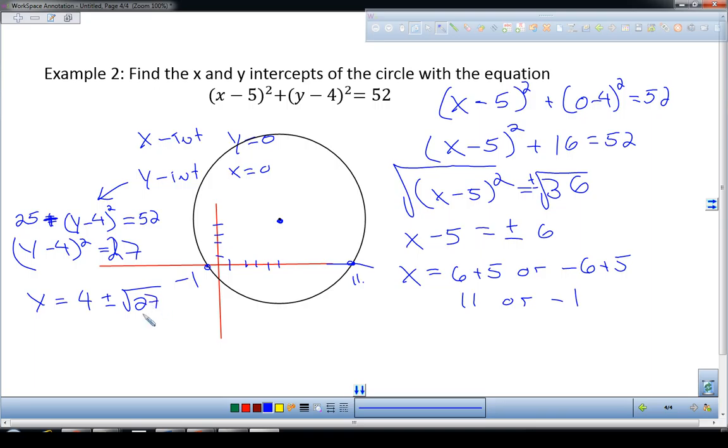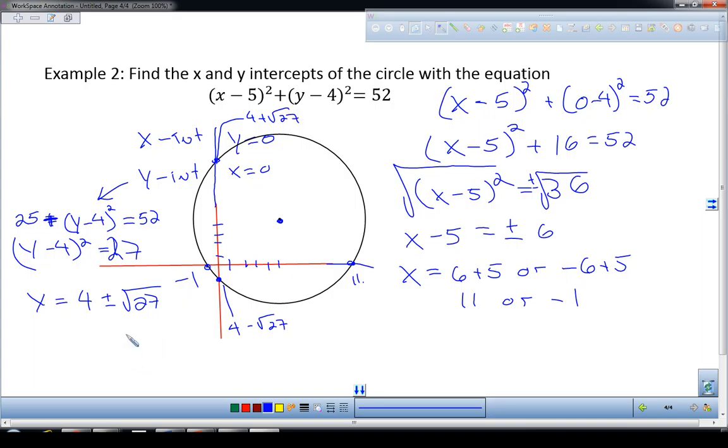Did I go too fast for you guys? Plus or minus, I take the square root of this and then I added 4 to both sides. So one is 4 plus the square root of 27, which would be somewhere up here. Okay? And one would be 4 minus the square root of 27. 4 minus the square root of 27 would be up there, right? This would be 4 plus the square root of 27.